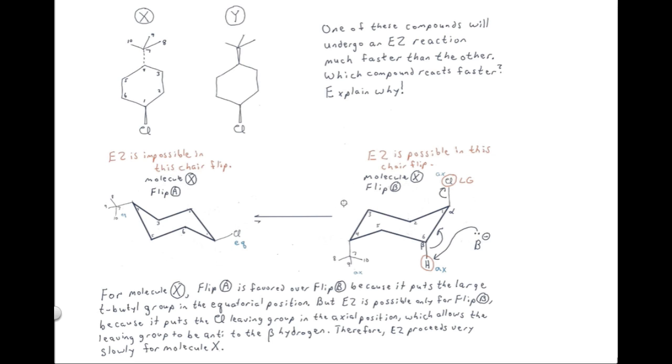Now we're not done yet, because for completeness, for full credit, we have to also explain why E2 is fast for molecule Y. So now we have to go through this whole analysis all over again to explain why E2 is relatively fast for molecule Y. If you haven't done that already, you should try that on paper. Now let's go through that together. Well, remember, according to our guideline, we need to draw the chair picture for molecule Y. We'll start by numbering all the carbons.